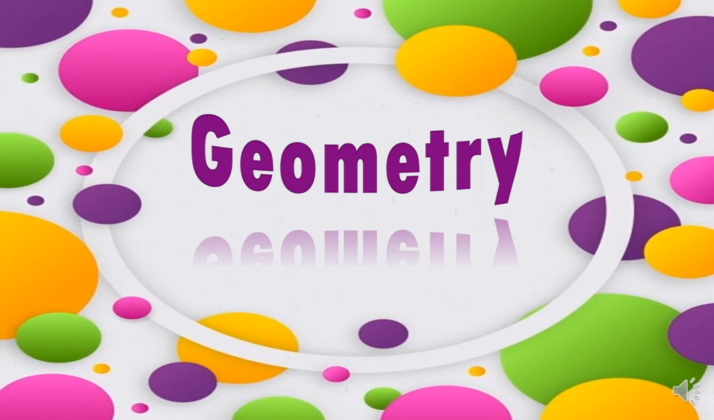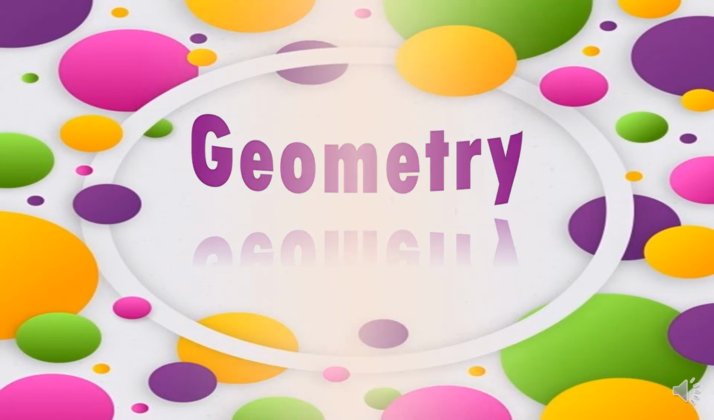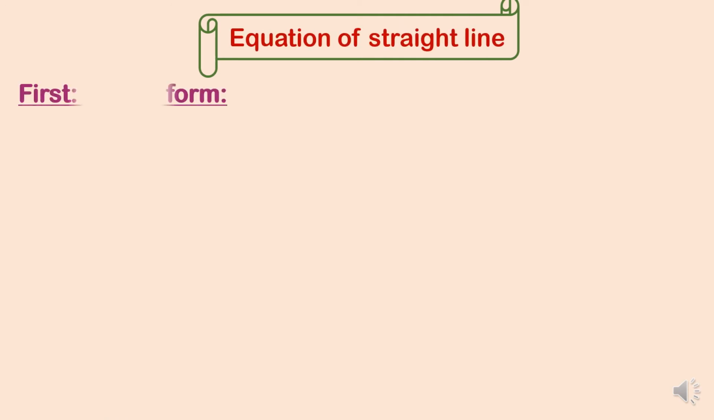Then the geometry. Equation of a straight line. First, the vector form. We will start with the vector form. We have different forms to write the equation of a straight line. The first one is the vector form. So, r vector equals a vector plus k u vector.